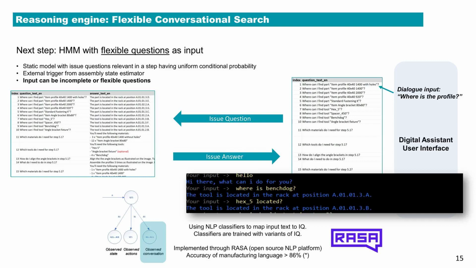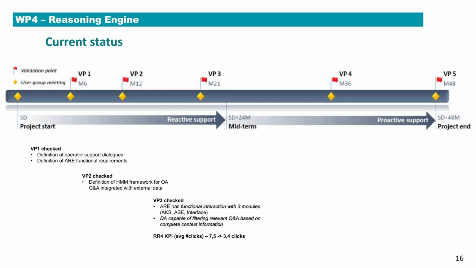Our challenge now is that first, we need to map the input questions to the issue question, and second, we need to generate the answer for that specific issue question considering the external information. At midterm, the reasoning engine is linked with all the system components. The reasoning engine is able to filter the issue questions out based on context information with the help of the probabilistic framework.